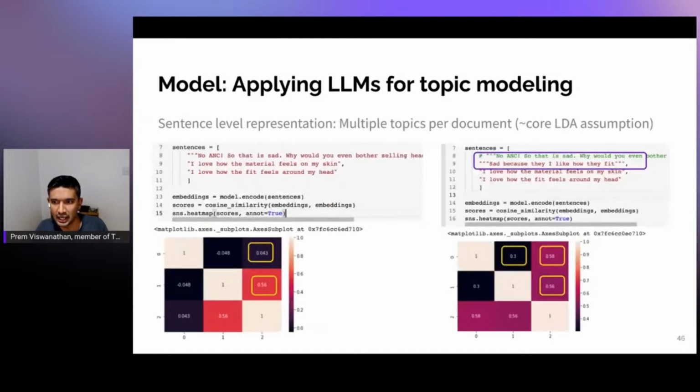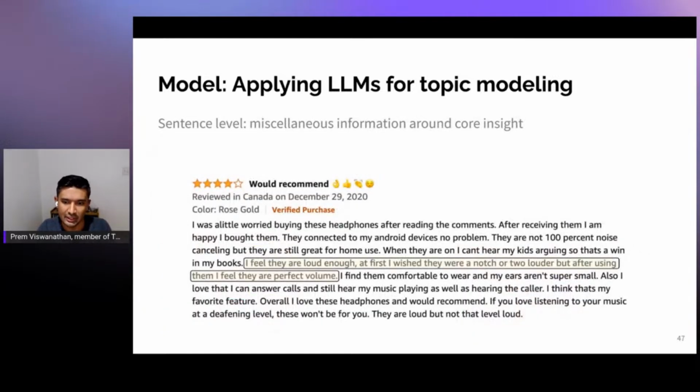So the next option becomes, okay, instead of generating the entire document level representation, I'll break it down into sentences and use the sentence. Turns out that's good, but not good enough, because a single sentence can still have a lot of fluff and miscellaneous information that's not really centered around our core insight. So then the question is, how do we tackle this challenge?